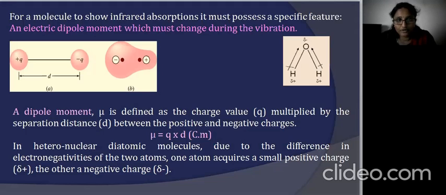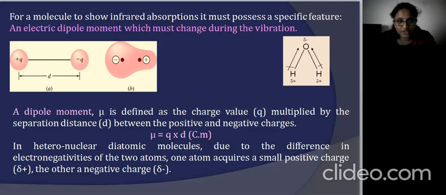Similarly, for a molecule to show a vibrational spectrum or IR spectrum, it must have an electric dipole moment, which must change during the vibration, during the stretching or bending vibrations. So what is dipole moment? It is the multiplication of charge value and the separation distance between the positive and the negative charges.